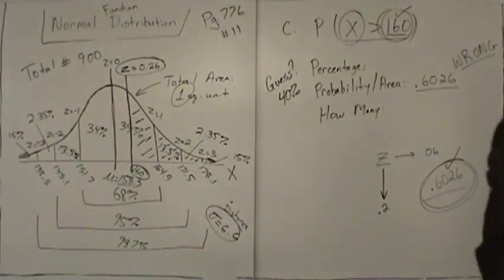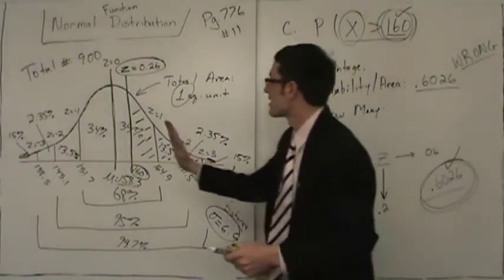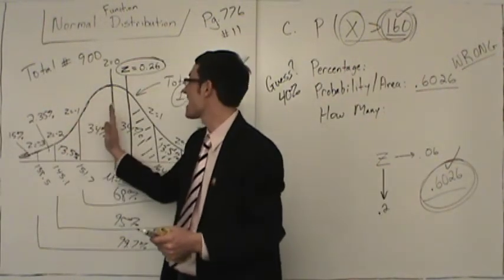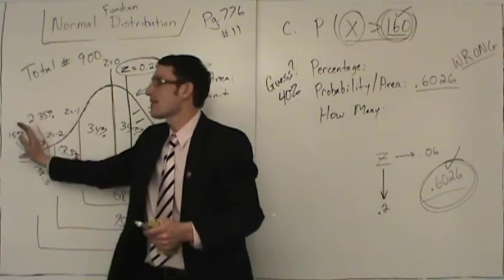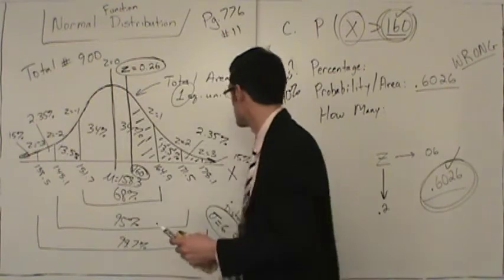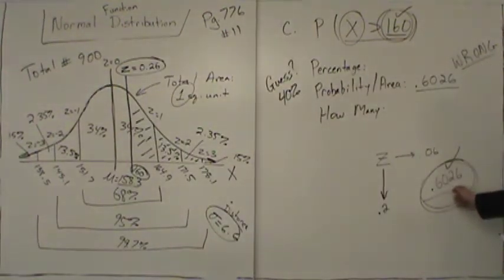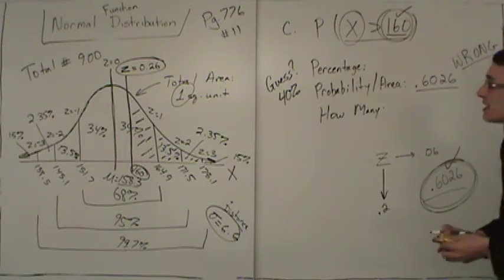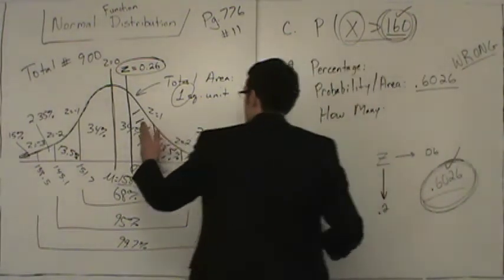The z-table gives us area to the left. Now, what's half the area, guys? Half the area is 0.5. Half of 1 is 0.5. Question, is 0.6026 greater than 0.5 or less than 0.5? Hopefully you say this is greater than 0.5. Okay, so notice our area that we're trying to find.